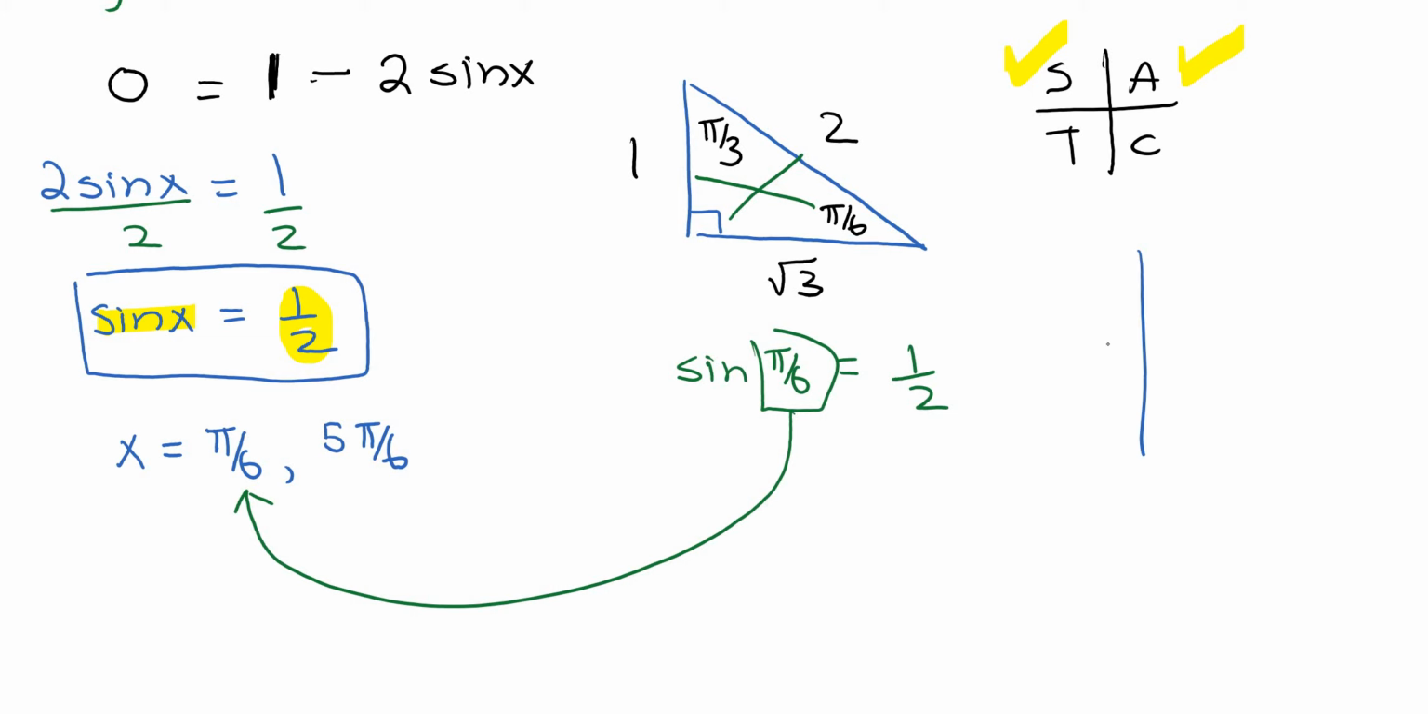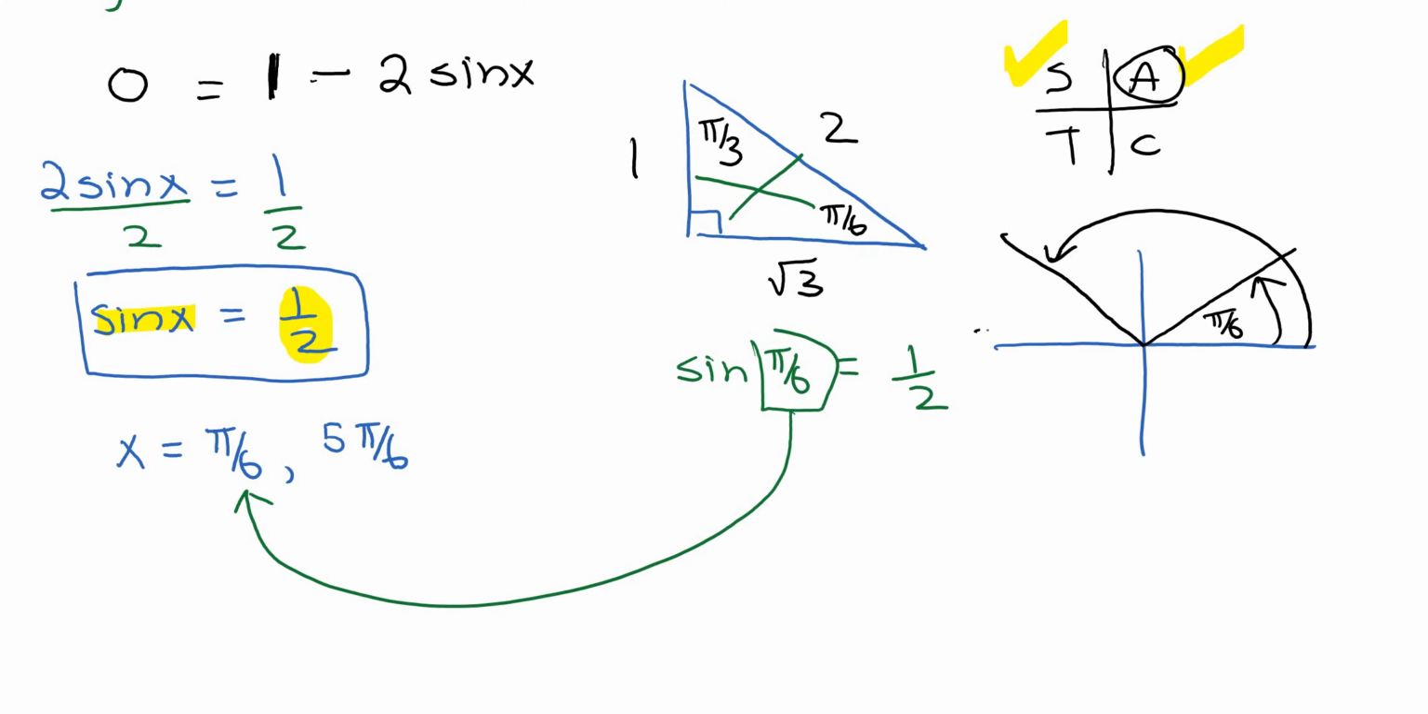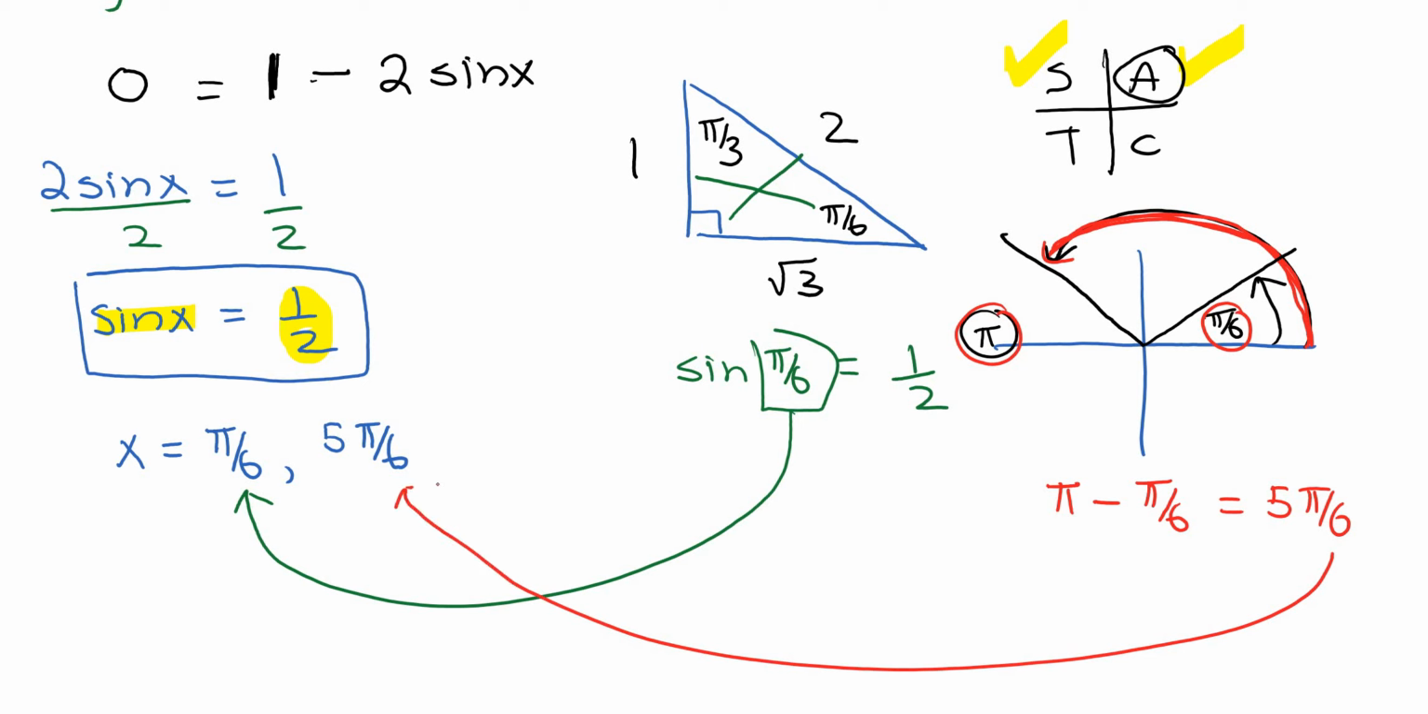If you draw another unit circle right here, the answer in quadrant number 1 is right here, pi over 6. That's one of the answers. The other answer would be in quadrant number 2. So you're going from here to here, and this part right here is pi. In order to get that red angle, or that red distance, you're taking this pi and subtracting the pi over 6. So pi minus pi over 6 is 5 pi over 6, which gives you that answer right there.